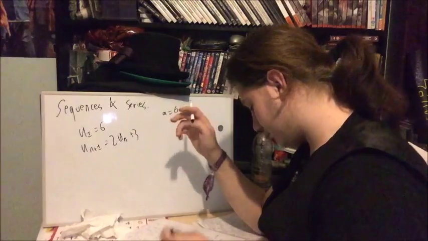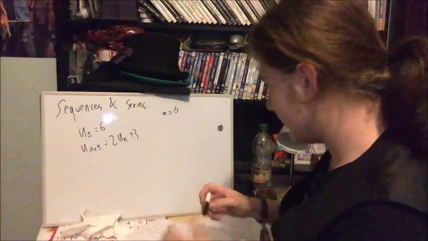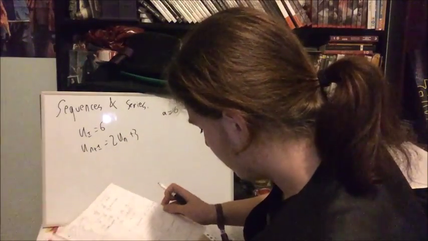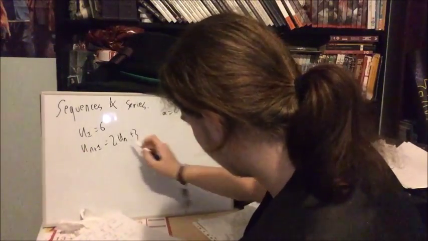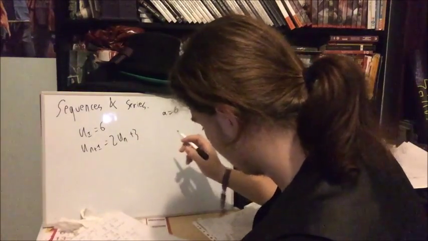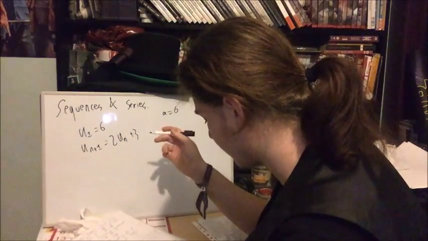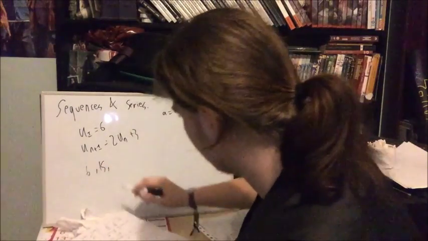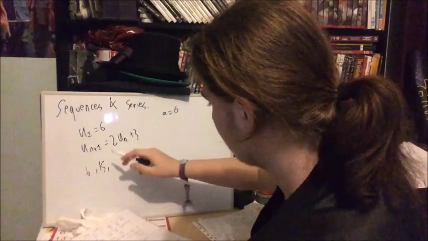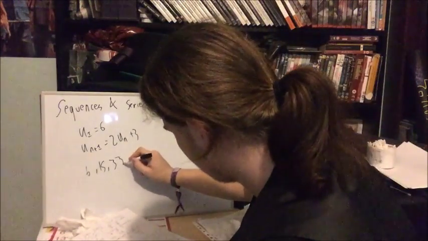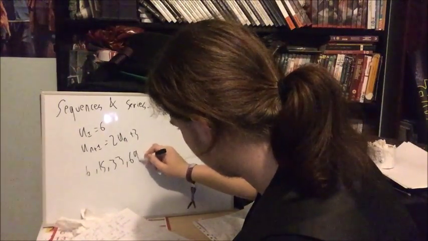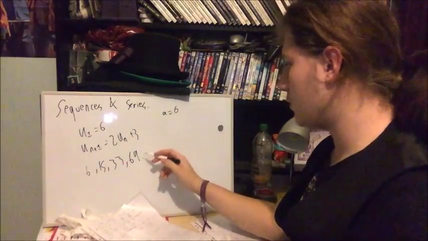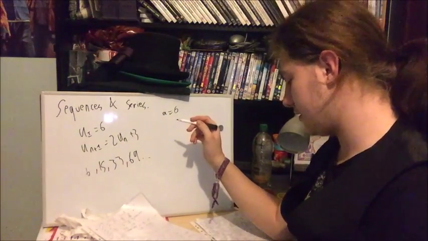So what this basically means is that if you wanted to find u2, i.e. the number after the first, you'd first multiply 6 by 2, and then plus 3 each time. So 6 times 2 is 12, plus 3 is 15. So then it would go 6, 15, and then do it again. 2 times 15 is 30, plus 3, that's 33, and so on. And this is what we call the arithmetic sequence.